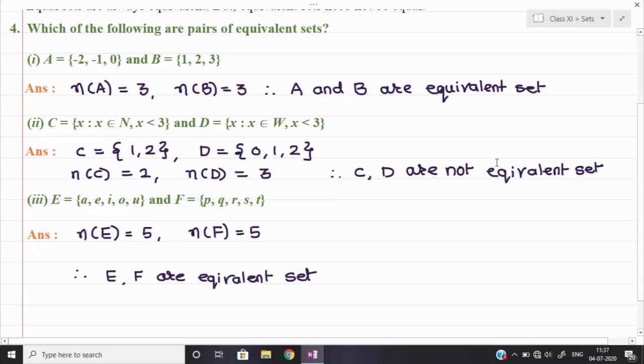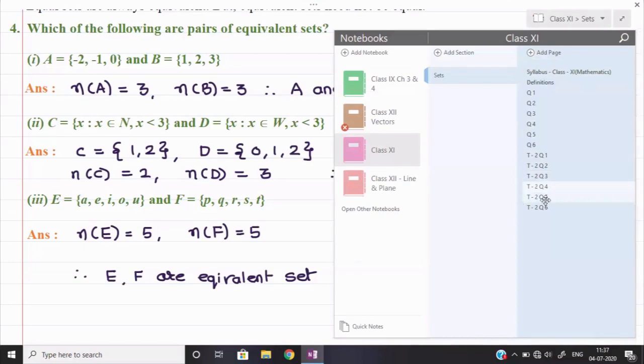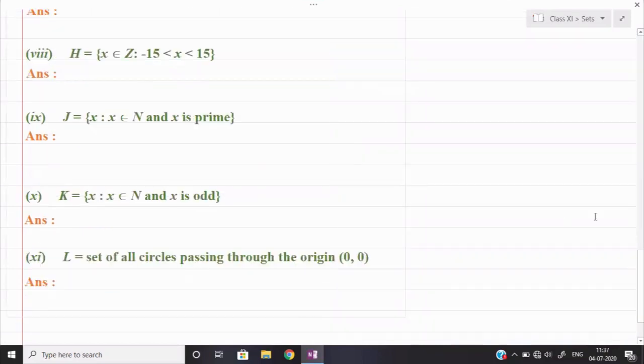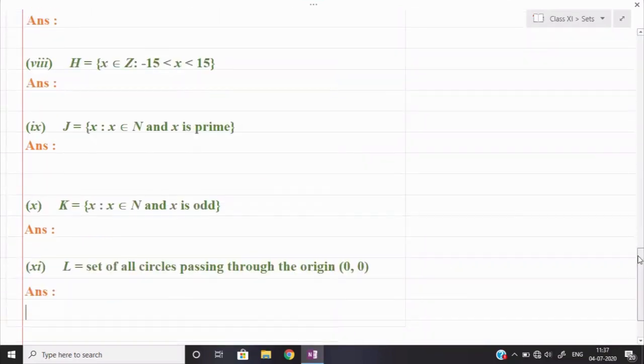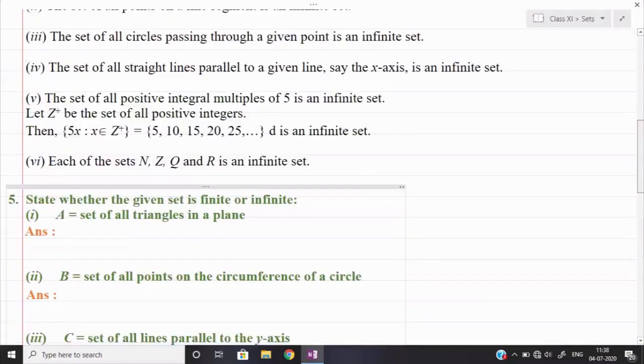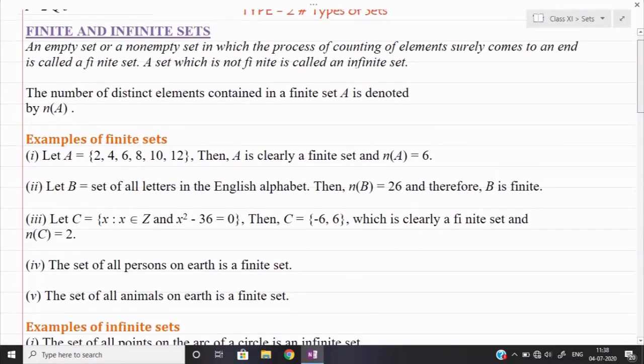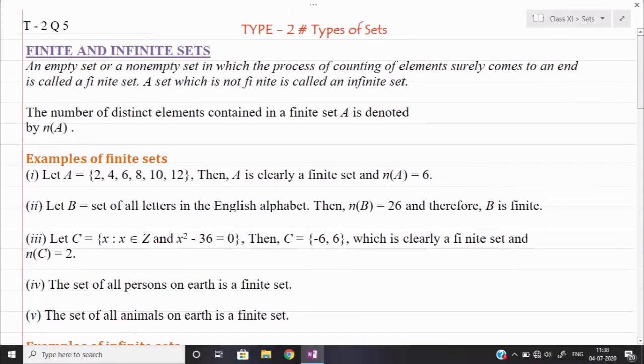Okay, now let us see the next question. The next question I am taking as question number 5. Now two more questions we have to finish, so let us see these two questions quickly. First of all, see question number 5. In the 5th question, see what is given here: finite and infinite sets. Remember, we are studying all these types of sets one by one.